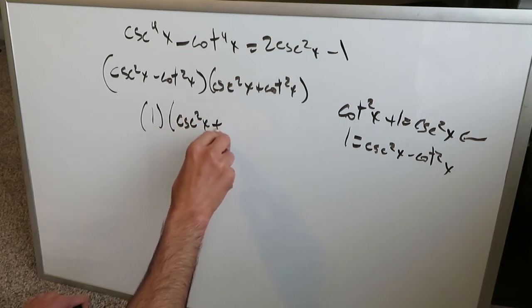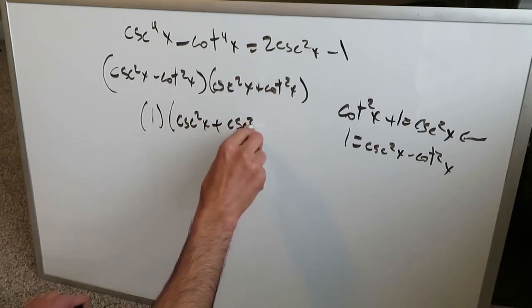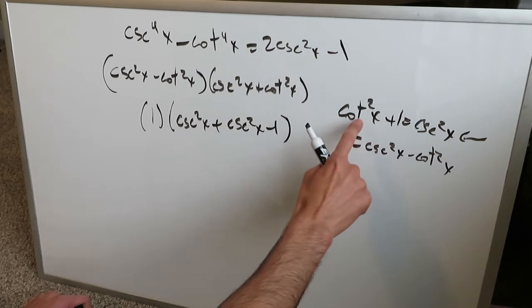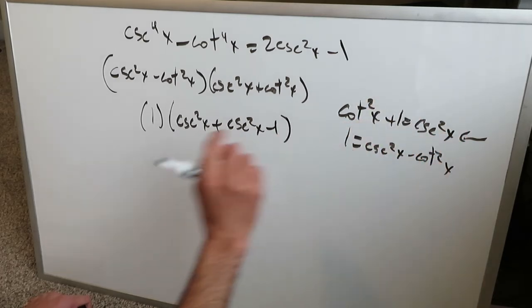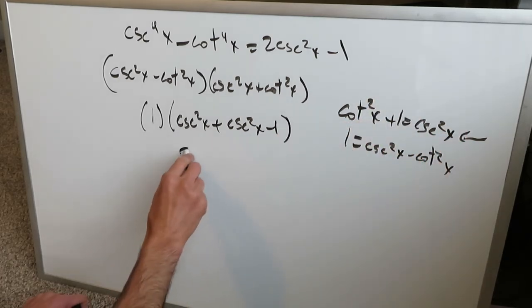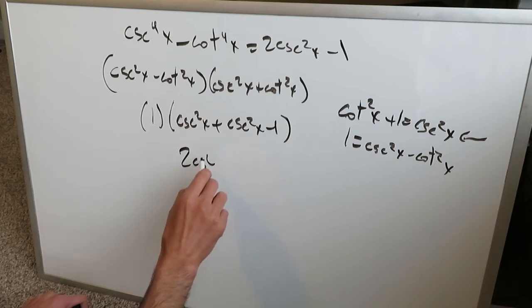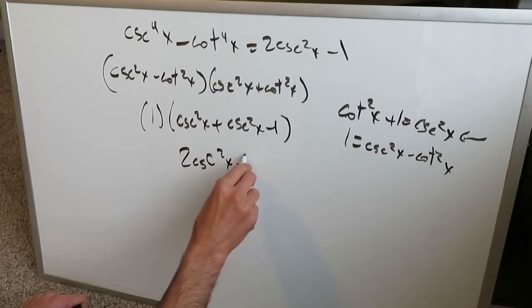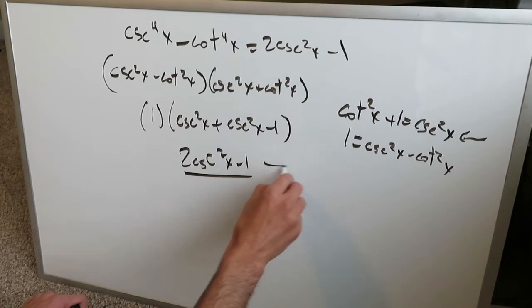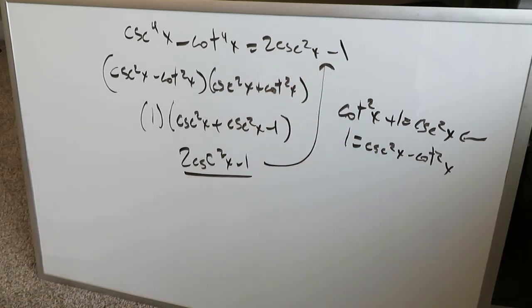Cosecant square x plus cosecant square x minus 1. See, you took the 1 on the other side and you solved only for cotangent square x. And you end up getting the final answer, 2 cosecant square x minus 1. And that's exactly what you had to show right over here. And we're done. Not a hard question by any means.